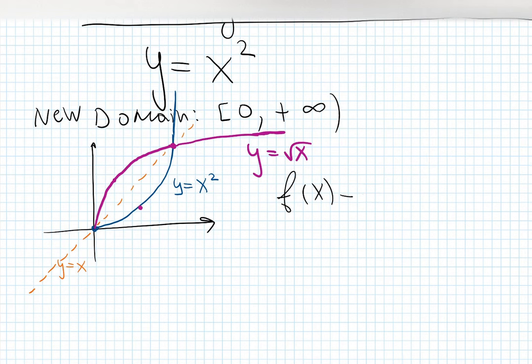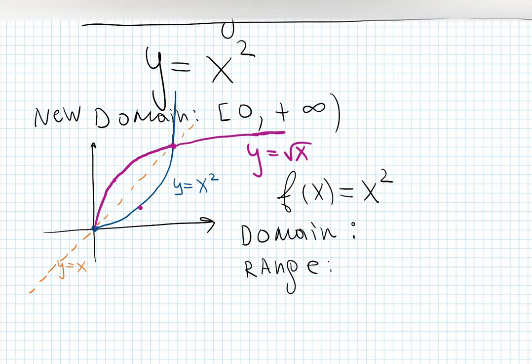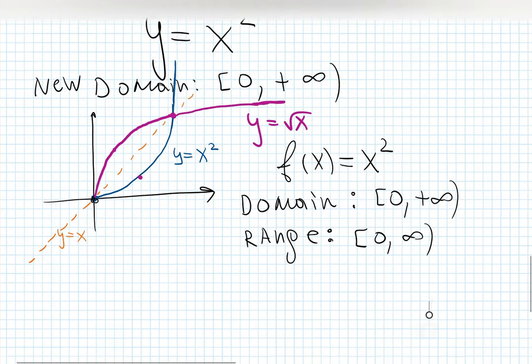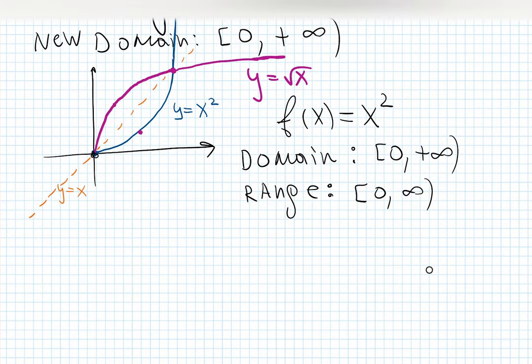Let's do x squared first. X squared. Domain. What is domain and range? Domain used to be minus infinity, plus infinity, but we restricted it to 0 and plus infinity. What is the range? It starts from 0 and goes up forever. So it seems like it's never negative, right? Because x squared is never negative. So domain and range are 0 to plus infinity.